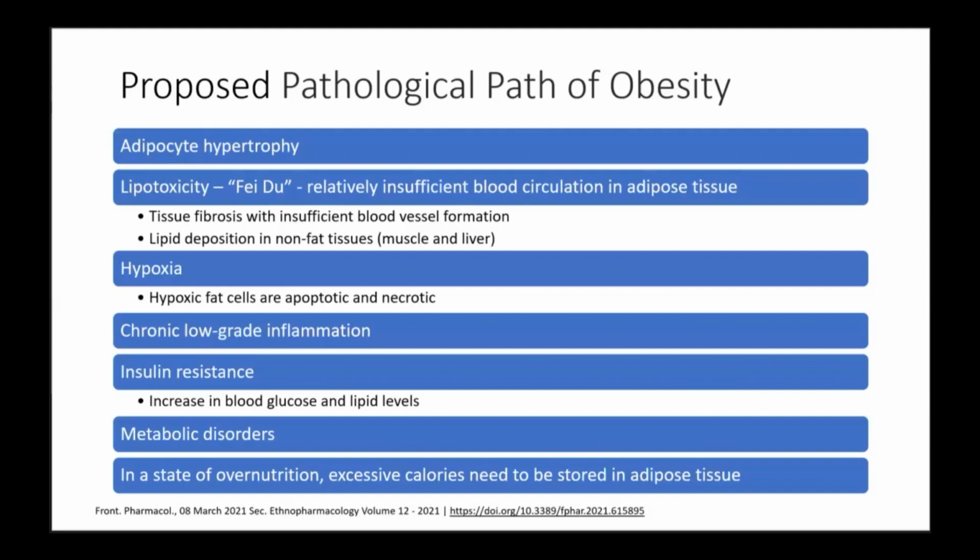They're kind of folding in on themselves at some point. There's no blood supply there. There's no oxygen there, right? Tissue fibrosis with insufficient blood vessel formation. It's not the most happy, healthy tissue. Chronic low-grade inflammation, insulin resistance, where there's an increase in blood glucose and blood lipid levels. And when you have that, this is when you get into this insulin resistance picture, where you start to have all kinds of problems associated, including cancer and metabolic disorders.